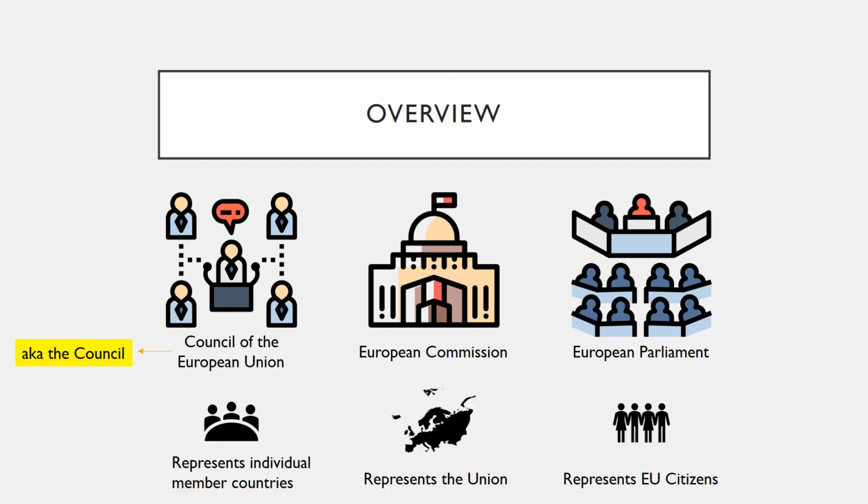Remember, the executive branch, the European Commission, represents the Union. The Council represents individual member countries. Think Council of Countries, to help remember their representation. The European Parliament represents the EU citizens, and are elected like other parliamentarian countries.